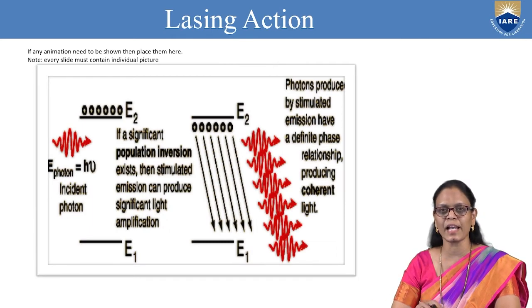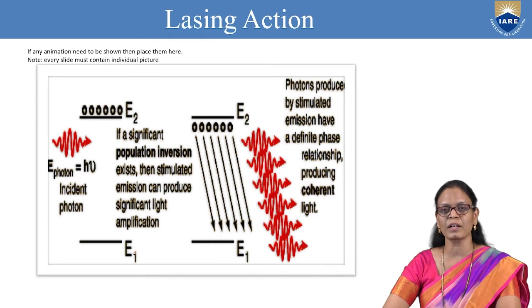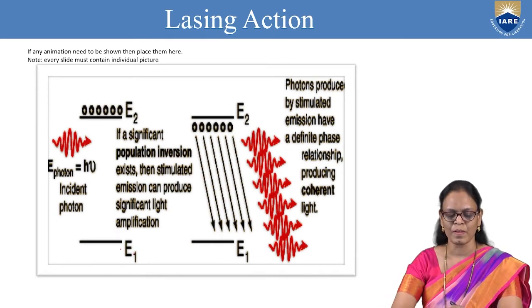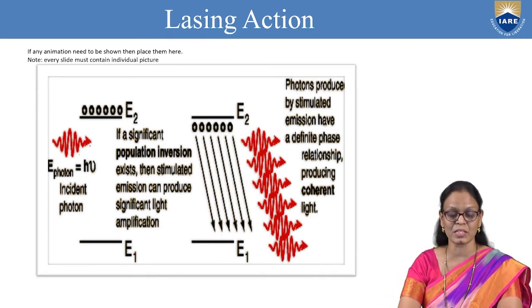Now we see the lasing action where all the three steps are being followed. Here is the ground state with its energy. So this is the incident photon. This is what we are calling pumping. We are pumping the atoms from the ground state to the excited state. The energy in the excited state is E2.